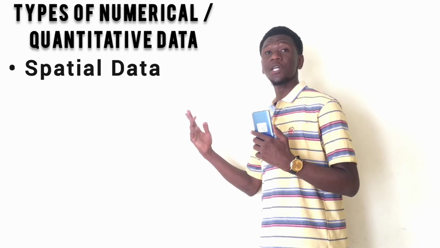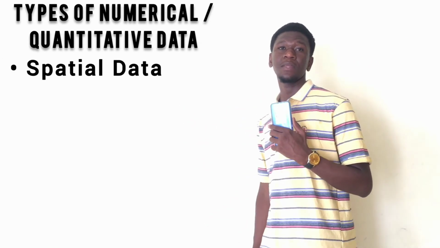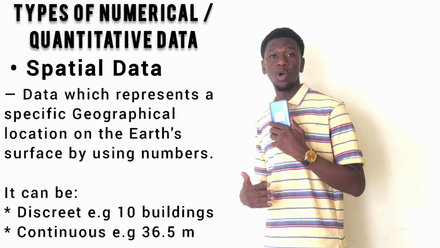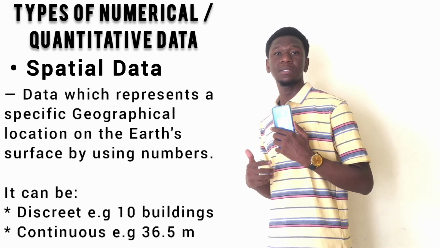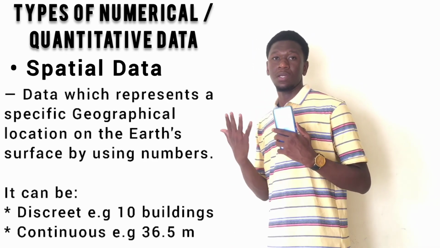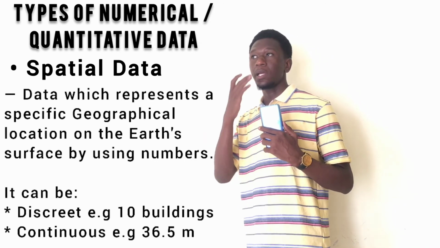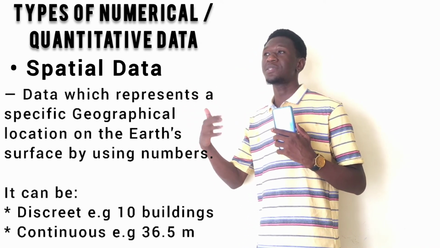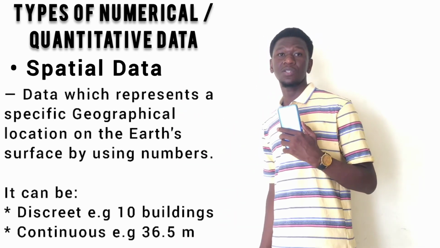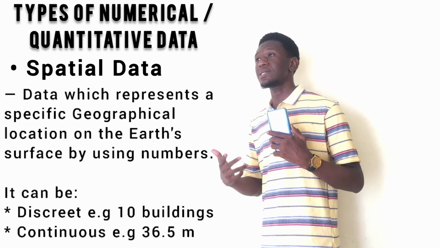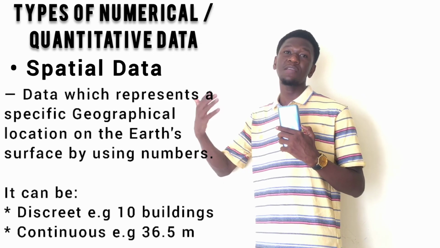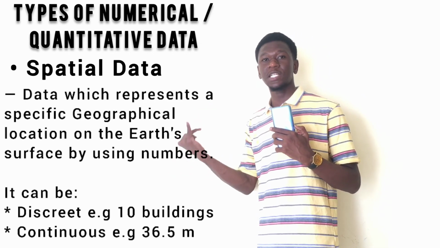We have spatial data. What is spatial data? Spatial data is data which represent a specific geographical location on the Earth's surface by using numbers. It can be discrete. Ikumbukwe, discrete is just a whole number. Tunapo present kitu katika whole number, that is so called discrete data. So for example, spatial data is like unakwenda kuelezea information ya sehemu fulani. Spatial data is like space data.